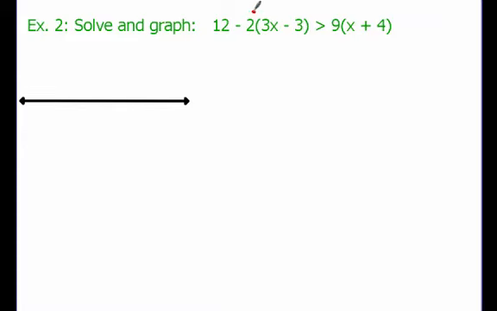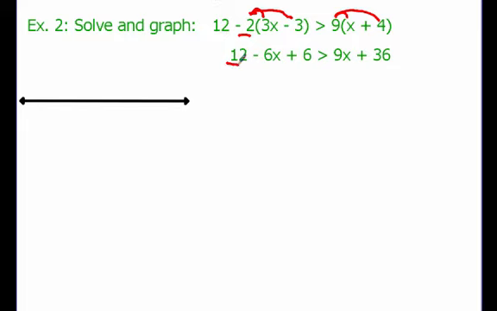Our first step is to distribute on both sides. 2 times negative 2, times 3x, and negative 2 times negative 3. And over here, 9 times x and 9 times 4. So if we do that, we get 12 minus 6x plus 6 is greater than or equal to 9x plus 36. Now we need to combine like terms on either side.